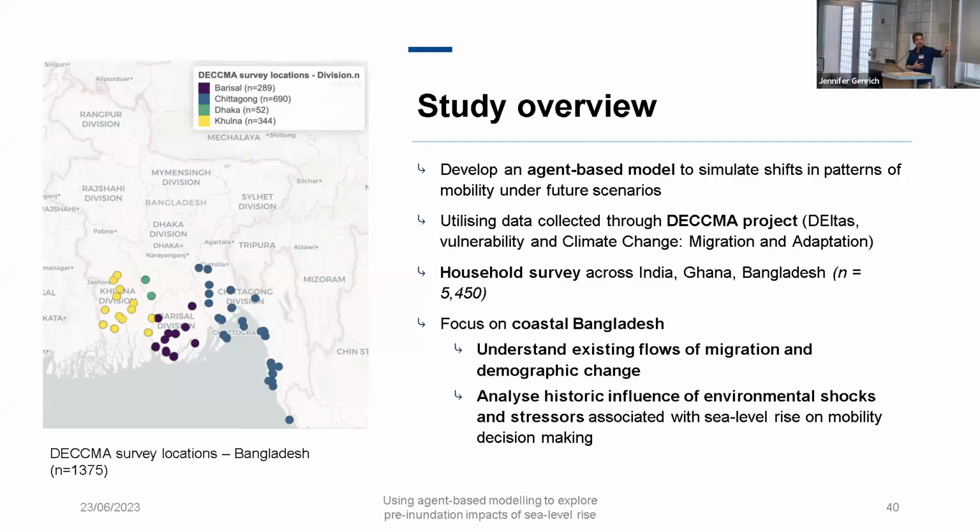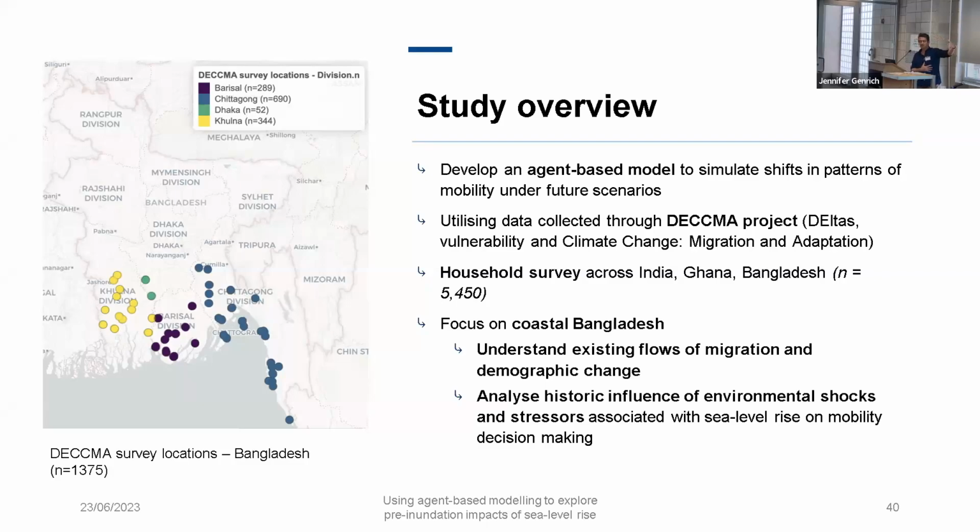So this is a household survey which took place over 4 locations, 4 Delta locations, 2 of those in India, so about 5,500 households. I'm taking the data from coastal Bangladesh, and you can see here the map split by division. And this is interesting.